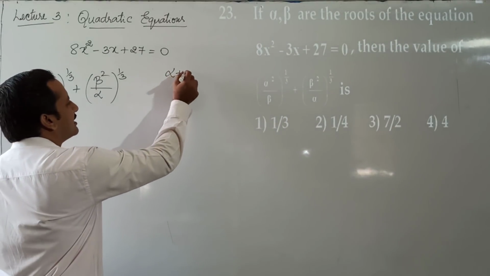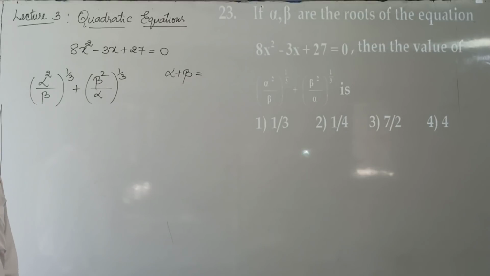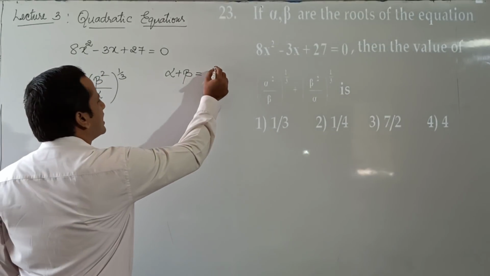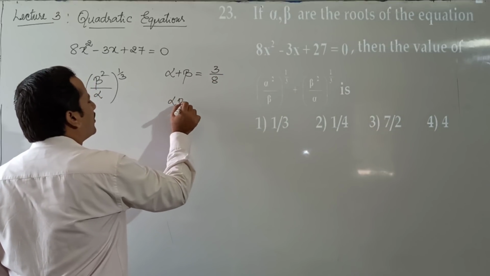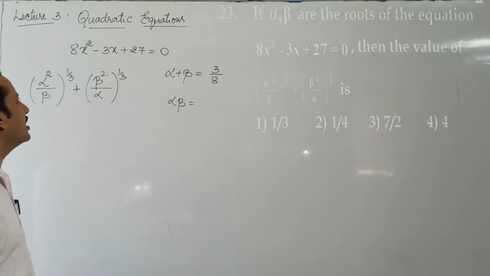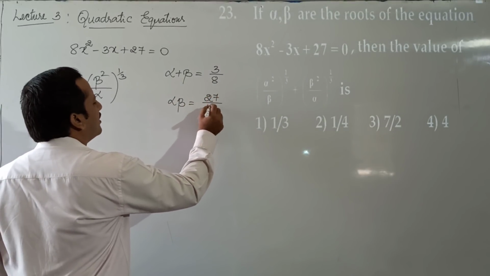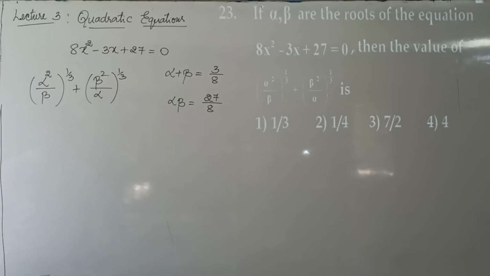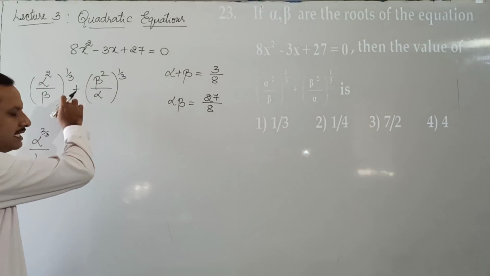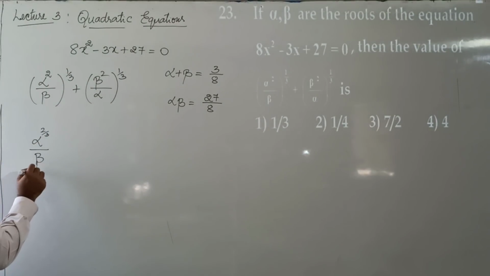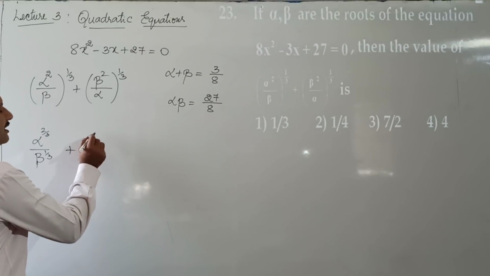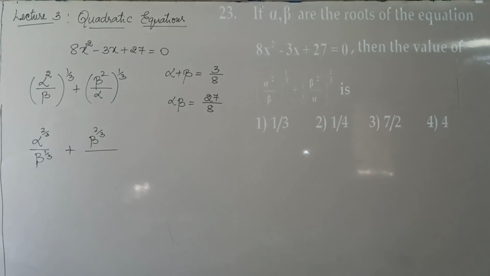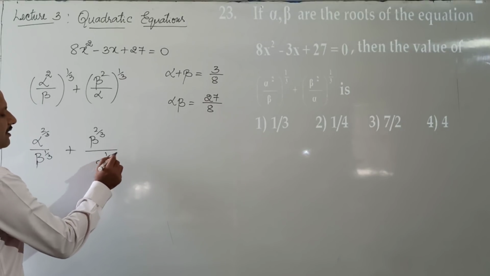So first I will find out sum of the roots, alpha plus beta. Alpha plus beta is given by minus b by a. So in this case we get 3 by 8. Then product of the roots, alpha into beta, that is equal to c by a. So that will give you 27 by 8. Then we want to find the value of this, (alpha square by beta) whole power 1 by 3. I will write this as alpha power 2 by 3 divided by beta to the power 1 by 3, plus (beta square) power 1 by 3, that is beta to the power 2 by 3 divided by alpha power 1 by 3.